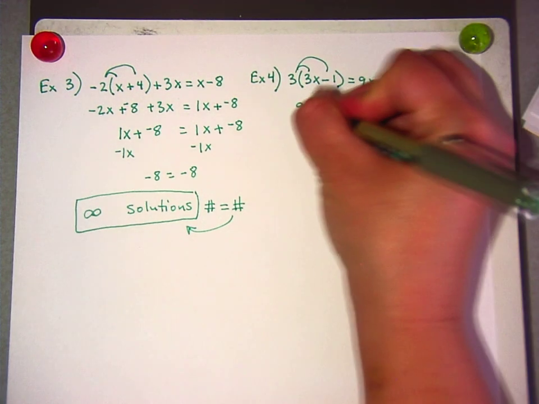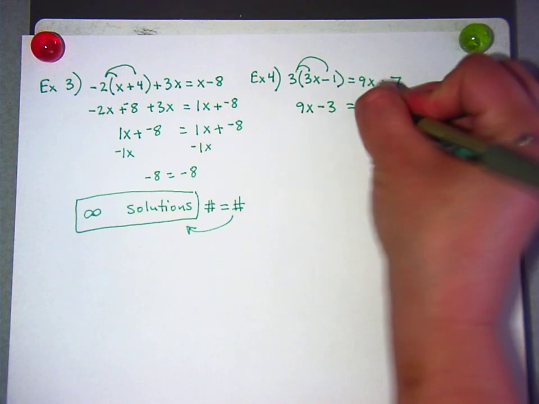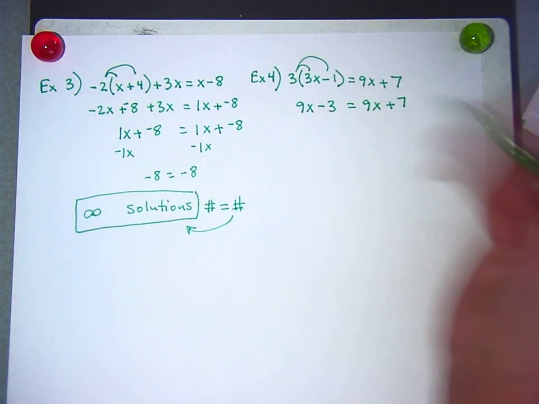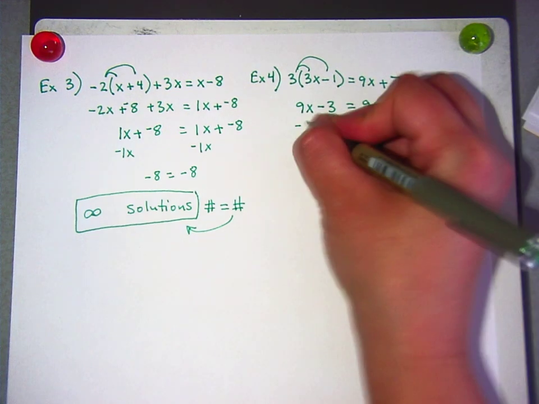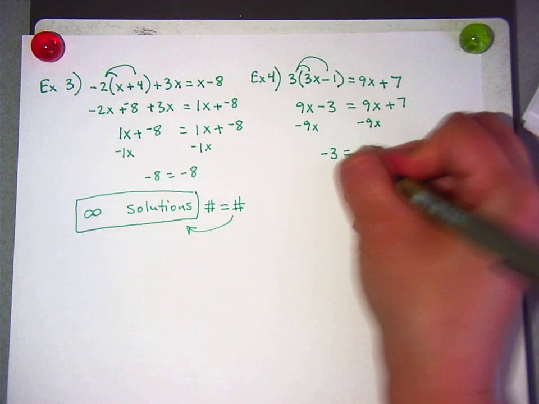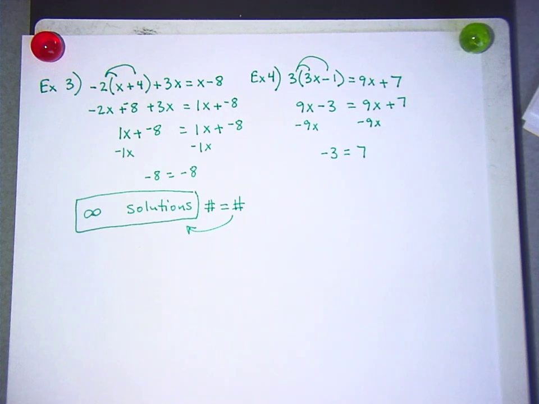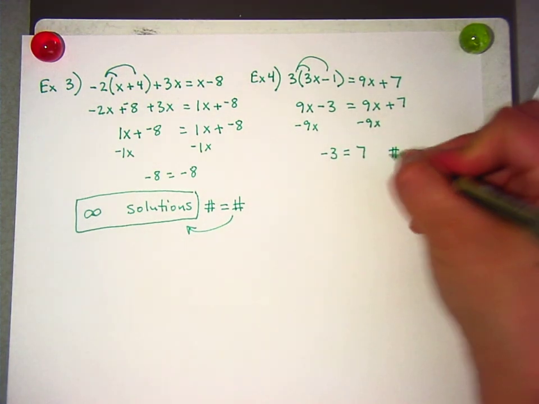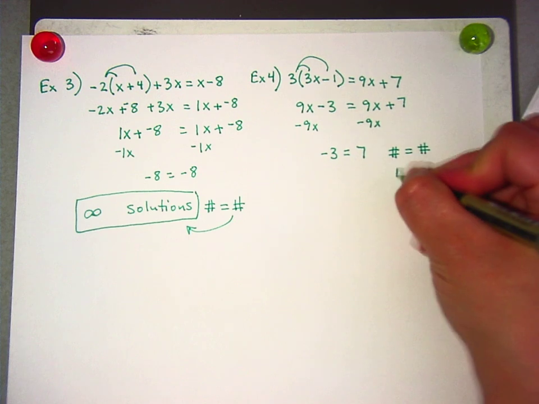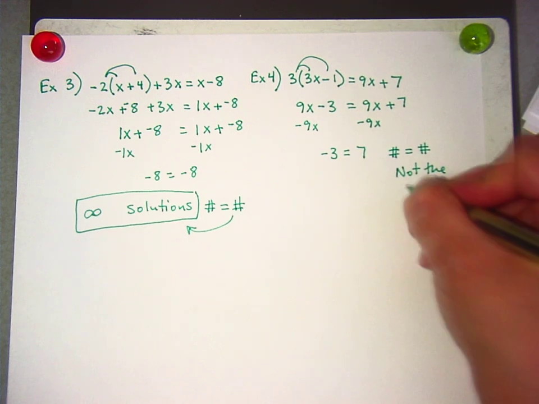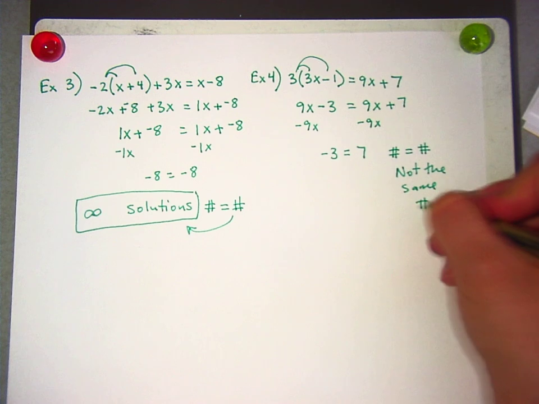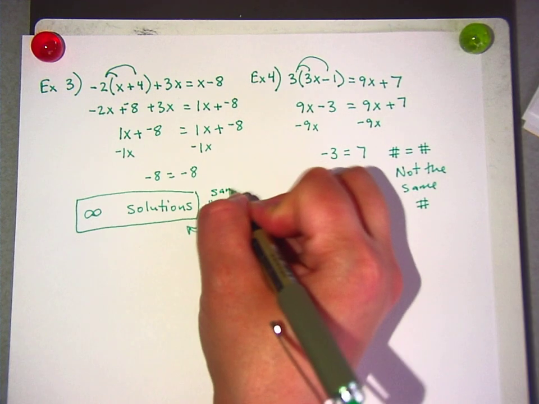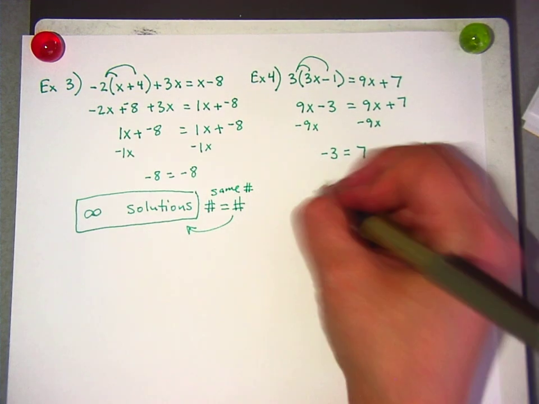Distribute. 9x minus 3 equals 9x plus 7. Subtract 9x on both sides. We end up with negative 3 equals 7. Does negative 3 ever equal 7? Double nope. This is a number equals a number, but they are not the same number. I'm going to write over here same. This is no solution.